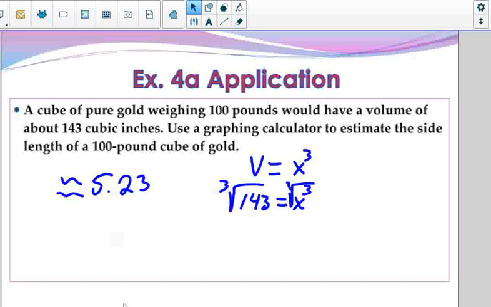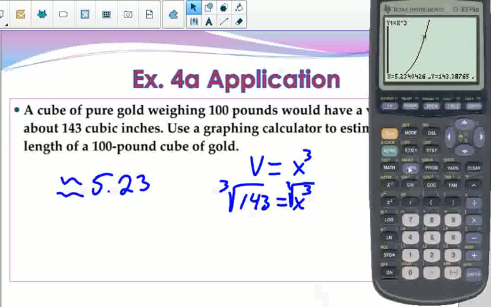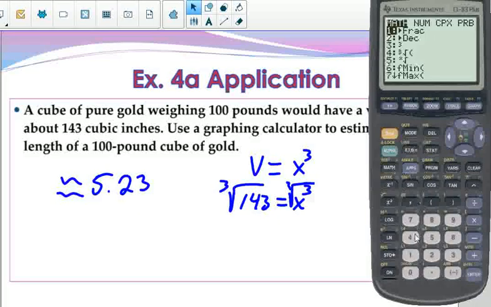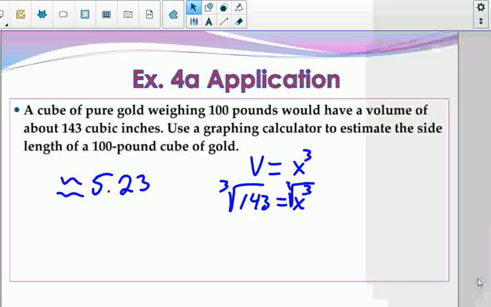If I come back to my graphing calculator, I can hit the math button, hit number 4. I'm going to clear that. Hit the math, number 4, cube root of 143. Hit enter, 5.229. So if I round to the nearest hundredth, that is 5.23. So that's just another way of finding cube root functions on your graphing calculator.